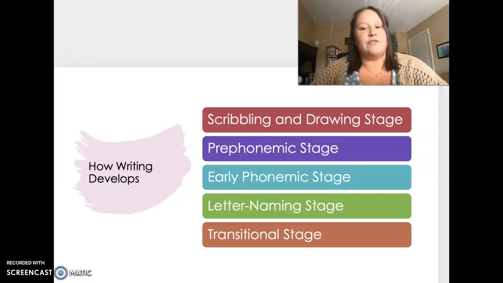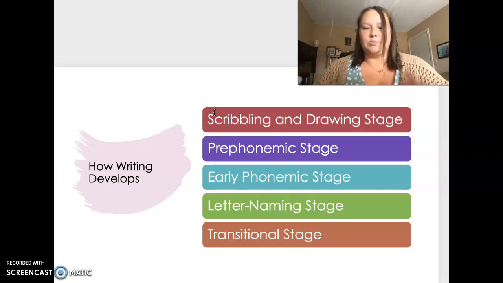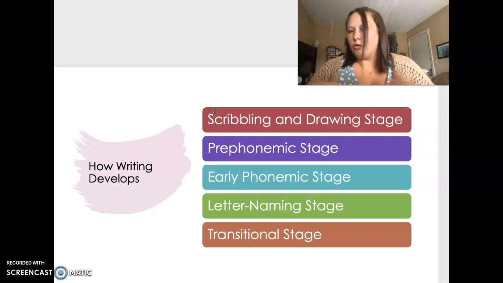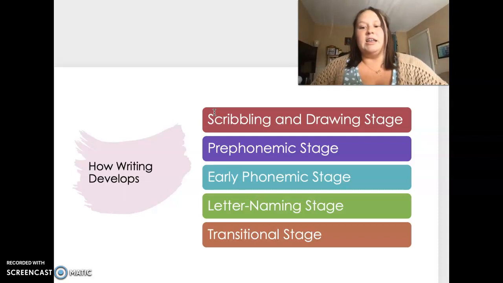All right, so the first thing that we're going to talk about is how writing develops. Writing develops in 5 different stages, and it's going to start over here in the scribbling and drawing stage. This stage is whenever the students are taking a pencil or a crayon and they're just kind of exploring the empty space on the white piece of paper. Oftentimes we say that's scribbling or something like that, but really it's just them exploring pencil to paper or crayon to paper, and it is the first stage in developing their writing.